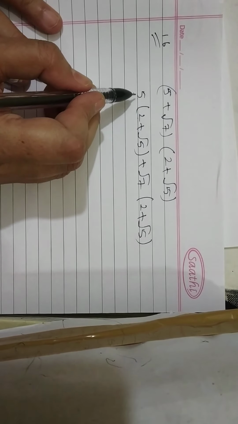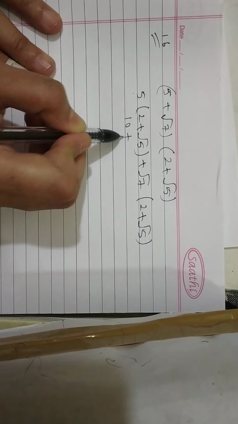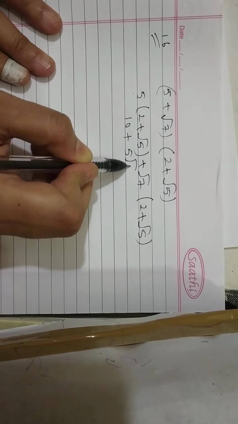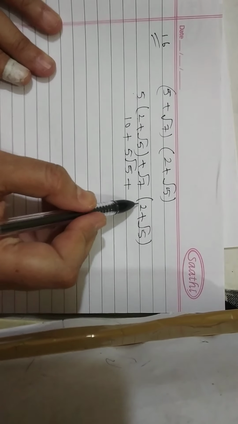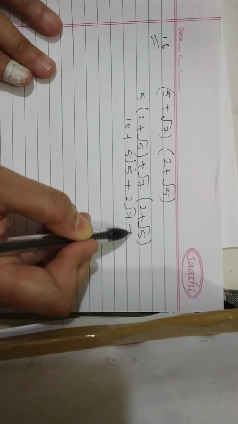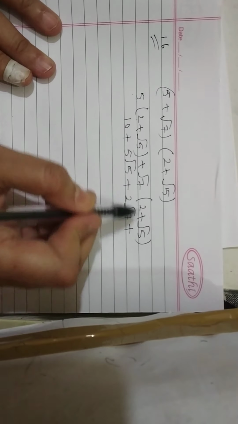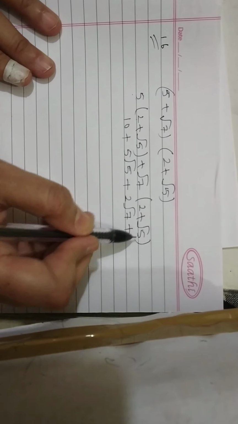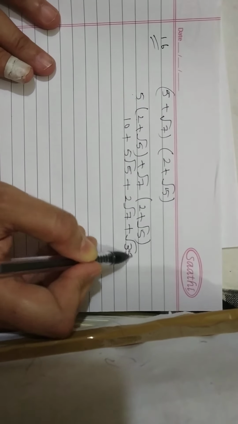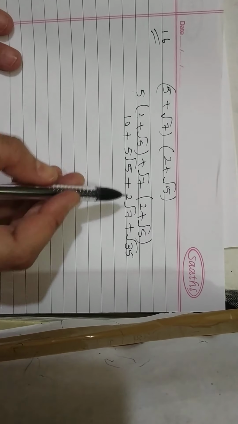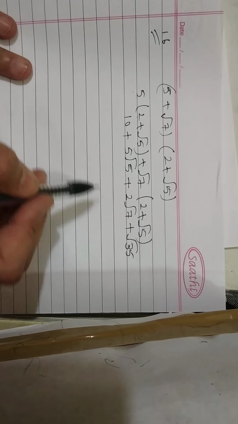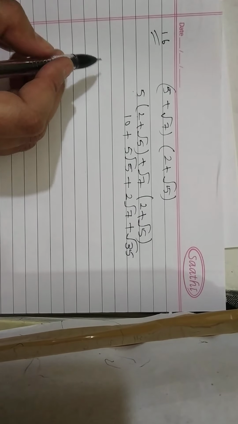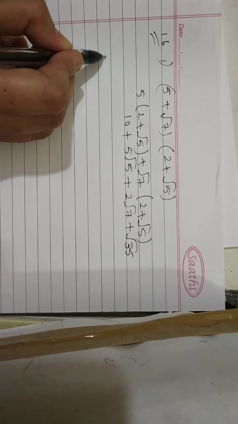We'll multiply these two. 5 into 2, 10. 5 into root 5 is 5 root 5. This is 2 root 7. If there are two numbers under root, this is root 7, root 5, you can multiply and that will become root 35. Here no number is common, so this will be your final answer. 16, this was first question.